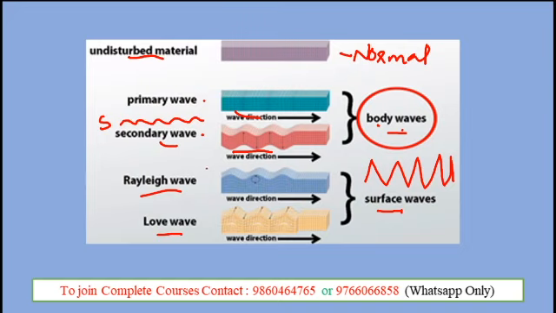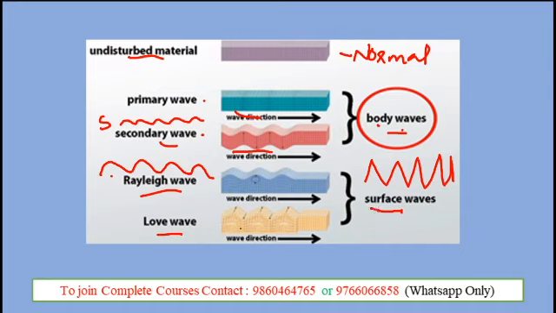Clear. So in Rayleigh wave, we can see that it's like an oceanic wave. Clear. So Rayleigh wave is like an oceanic wave, or a circular movement. Circular movement. So that is one of the waves in surface waves.